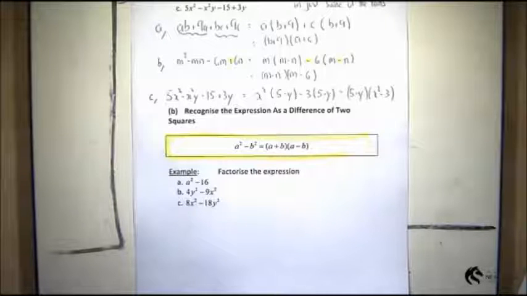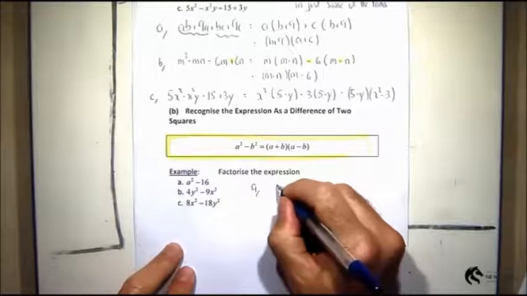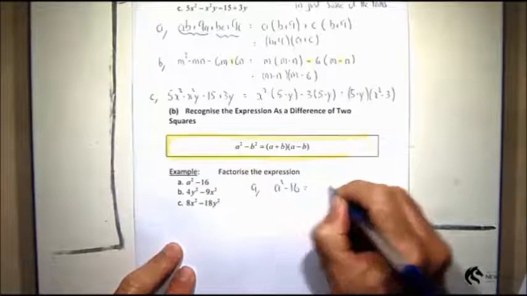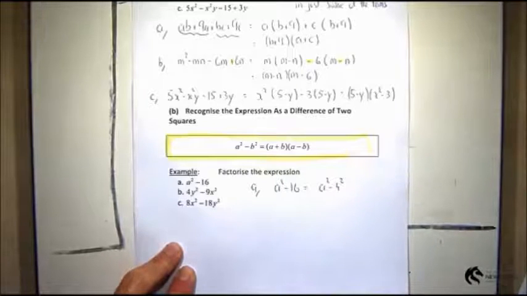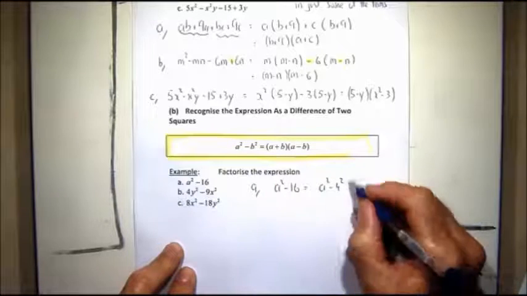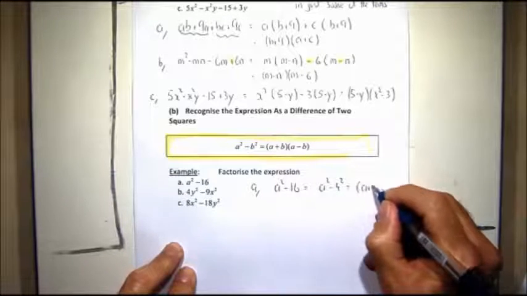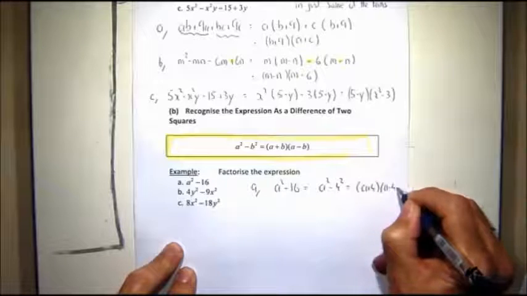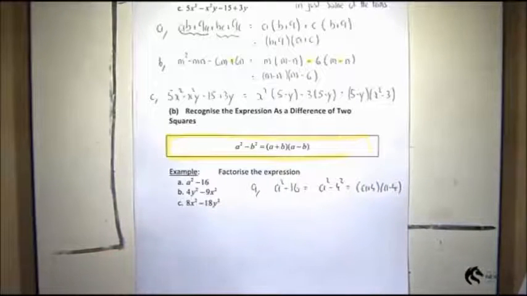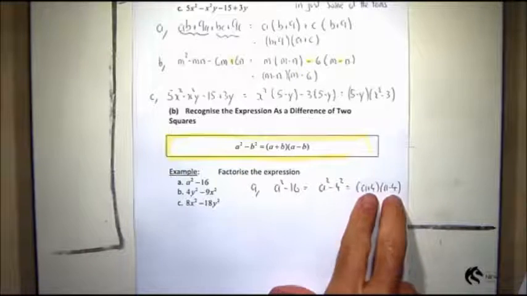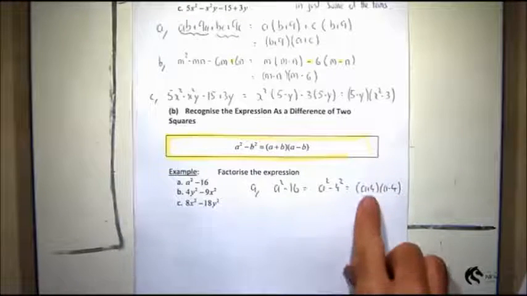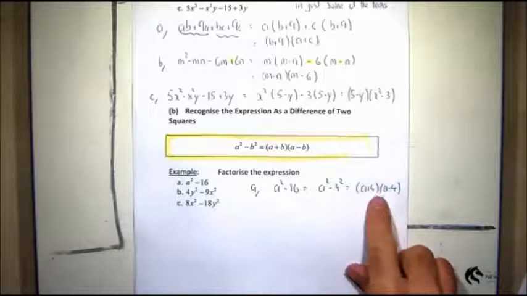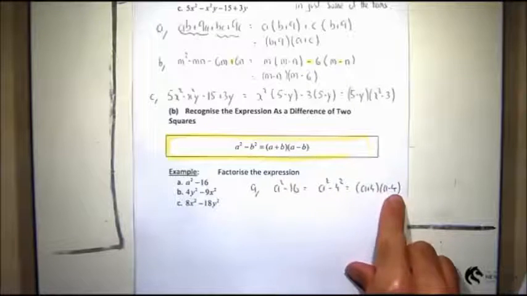So sitting in here, a squared minus 16, I recognise as a squared minus 4 squared. And so according to this, it becomes a plus 4, a minus 4. And there it is, factorised, written as the product of two terms. And if I were to multiply that out, a squared minus 4a plus 4a, they cancel, minus 16.